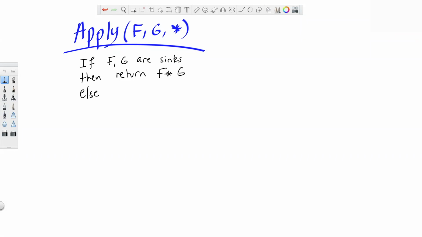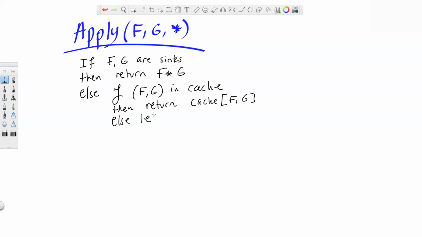Else, all right? Now, the first thing I want to do is see if I do have that in the cache. So did I handle this combination F, G? Is it in the cache? And if yes, then return cache of F comma G. Okay, this is what we talked about. Else, let Xi be the first variable in F, G. This is what we did.